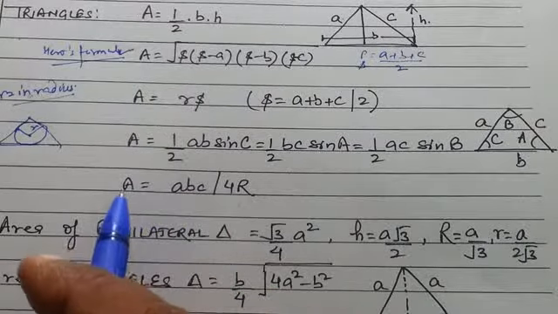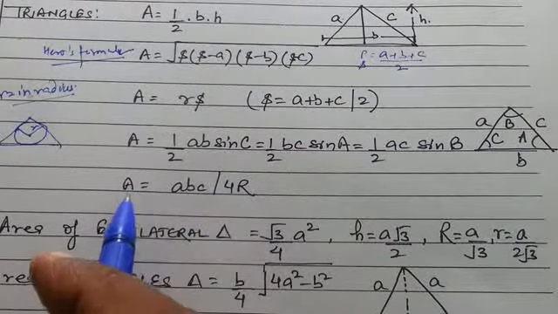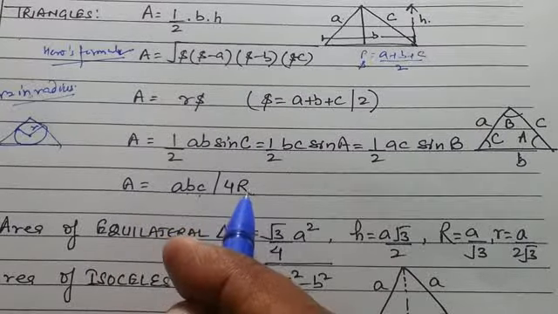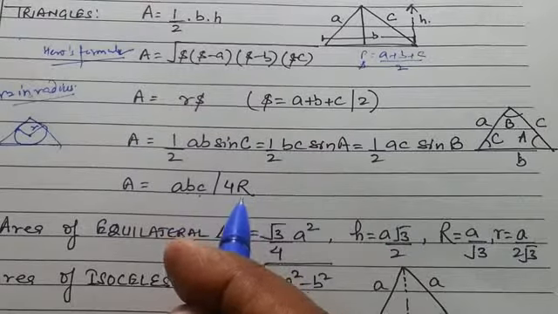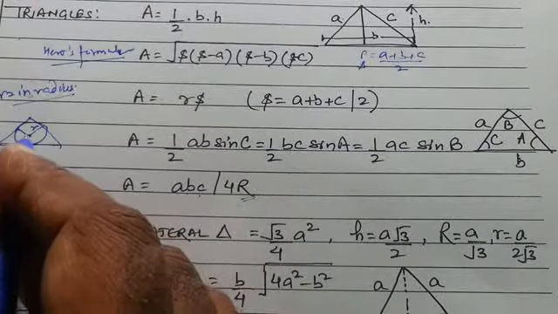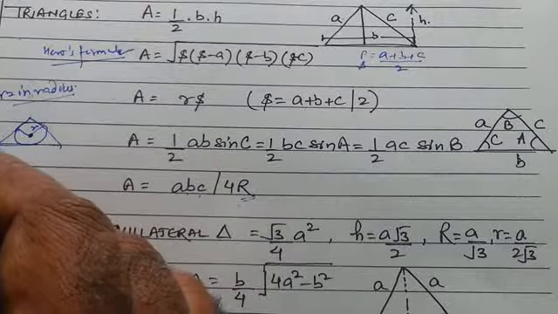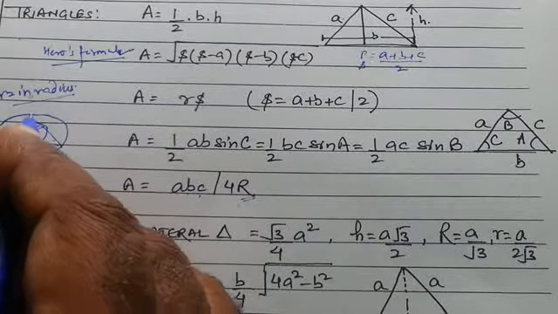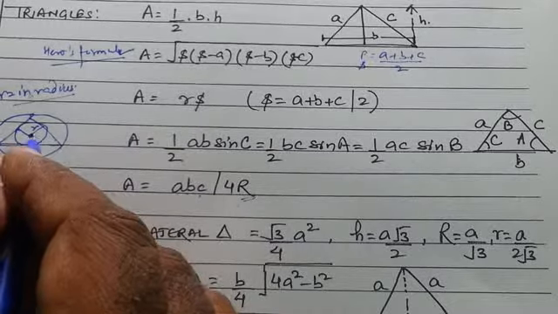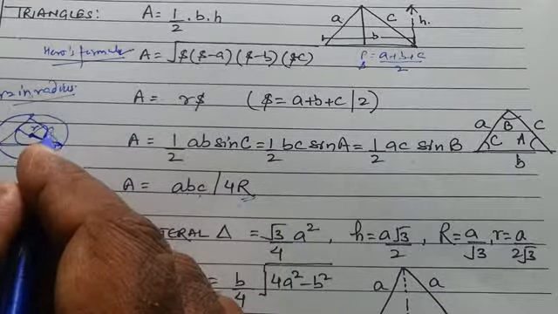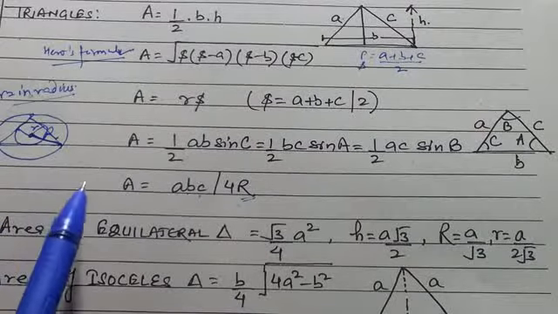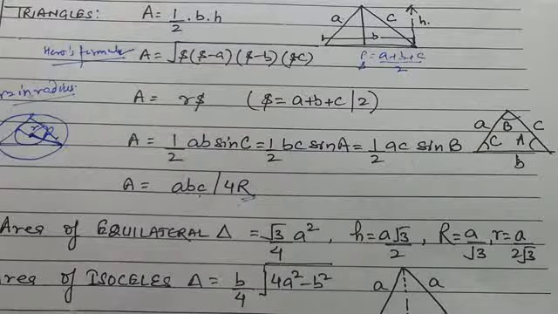So area is equal to abc upon 4R, where a is one side, b is another side, c is the third side, upon 4R. R is the circumradius. So what is the circumradius? If through a point I can draw a circle that will be touching the vertices of a triangle, this radius is called capital R and it's called the circumradius. I'll be going into it while doing our geometry part. So for now it is area equal to abc upon 4R.